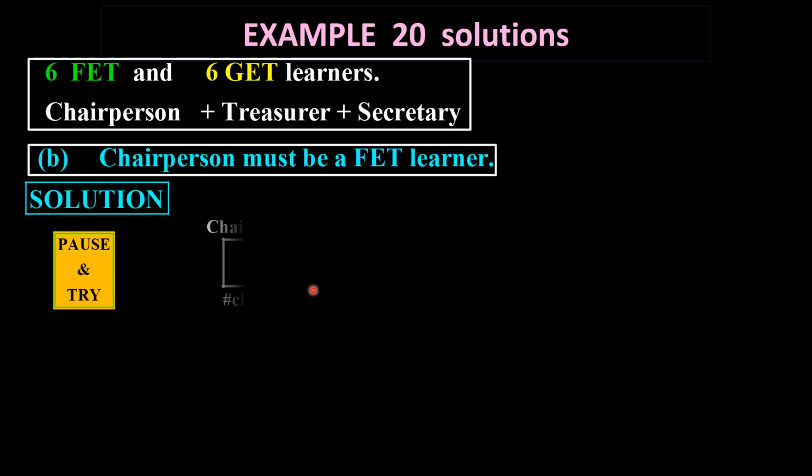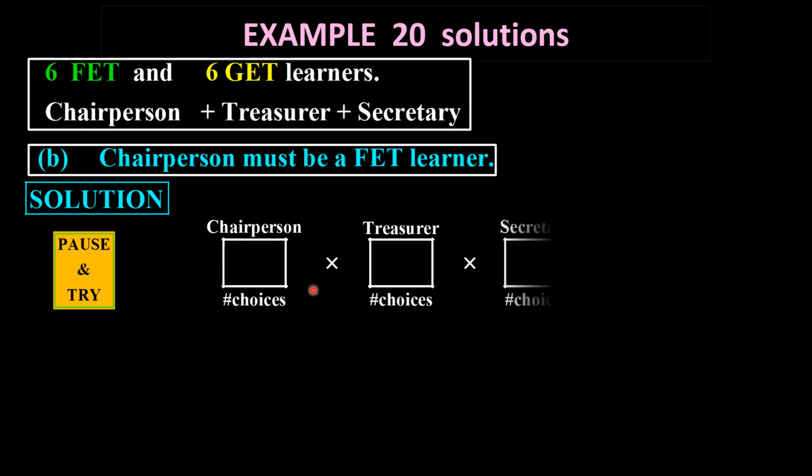Okay, you ready? So let's see. We want to choose a chairperson, a treasurer, and a secretary. Now, if the chairperson must be an FET learner, it means must be chosen out of the 6 FET, so it can be any of the 6, right?